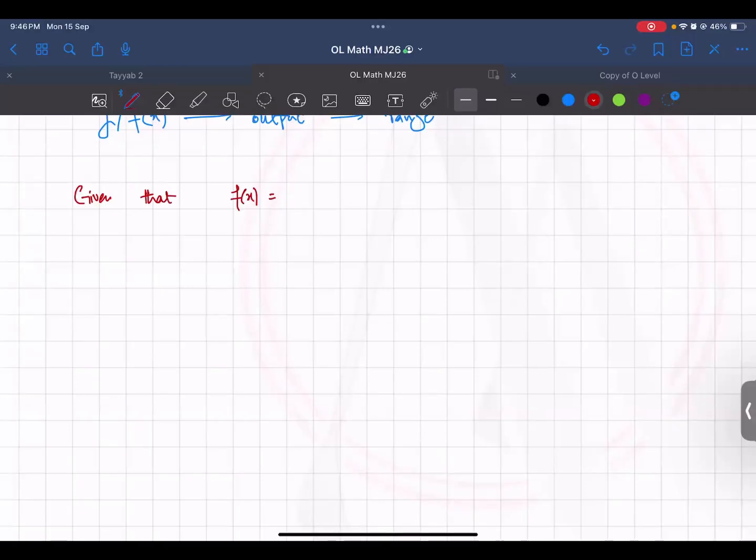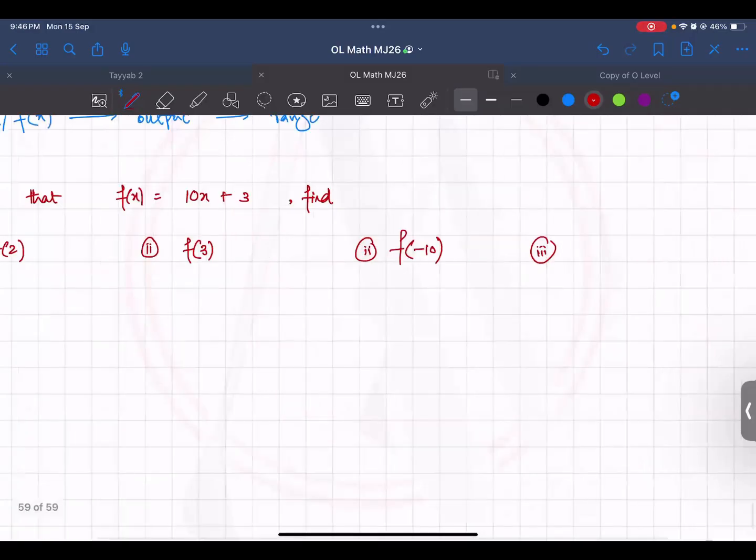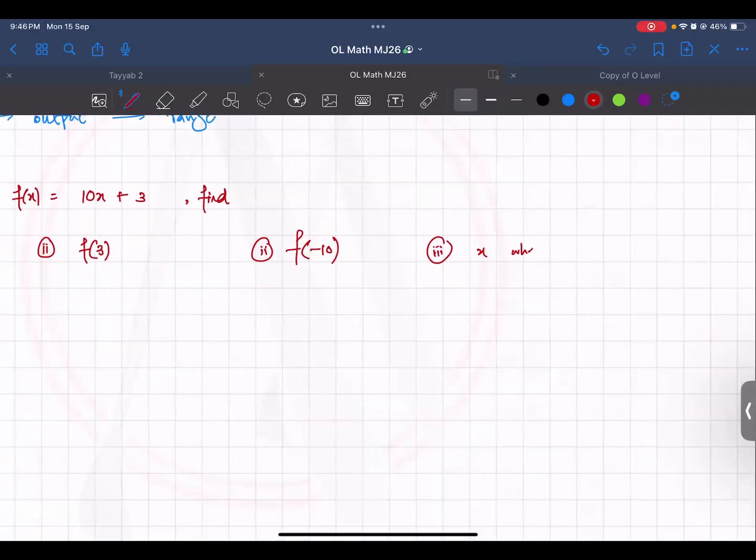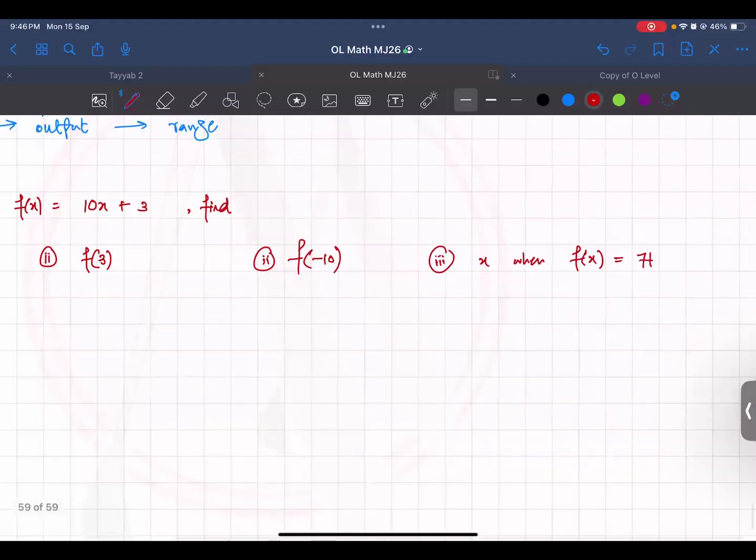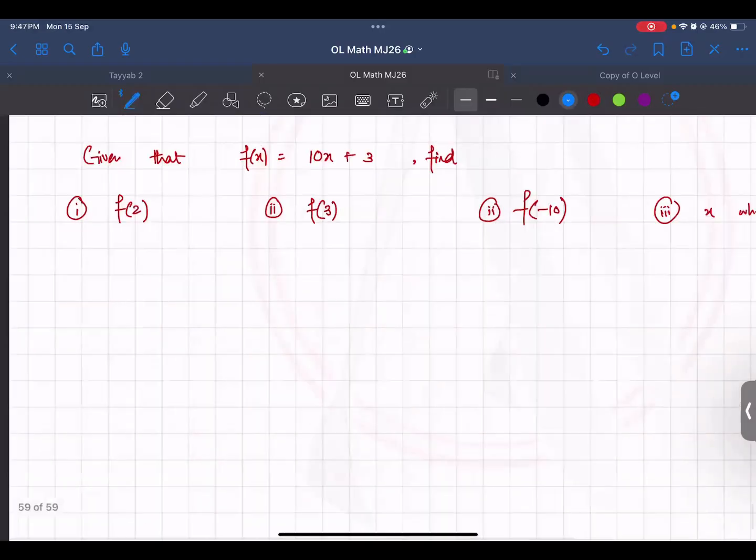So if they have given you a basic function, given that f(x) is equals to 10x plus 3, find f(2), f(3), f(minus 10), or the x when f(x) is 71, something, anything like that, or let's suppose 73. So how would you do this?